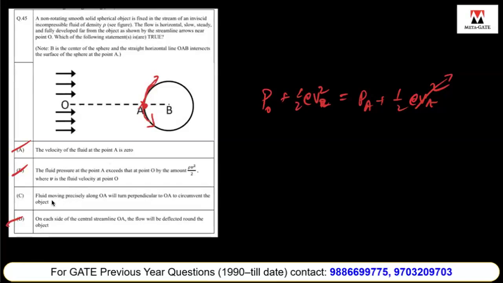Now coming to option C: the fluid moving precisely along the OA will turn perpendicular to OA to circumvent the object. No, it does not turn perpendicular. Instead, it moves along the surface smoothly and follows the path, because the particle moves along the streamline without crossing over other streamlines. If this is a streamline, the particle will never cross any other streamline. It follows only its own streamline path.